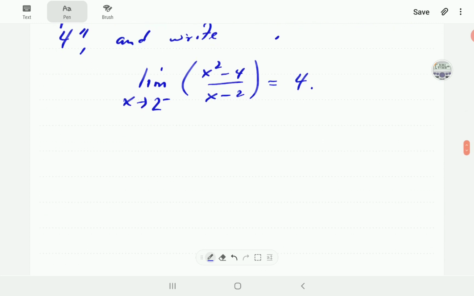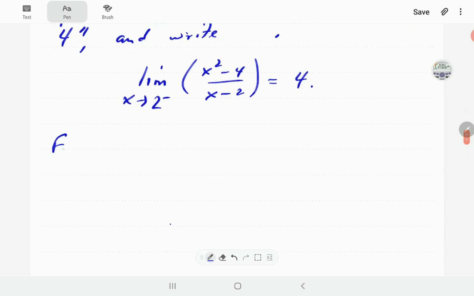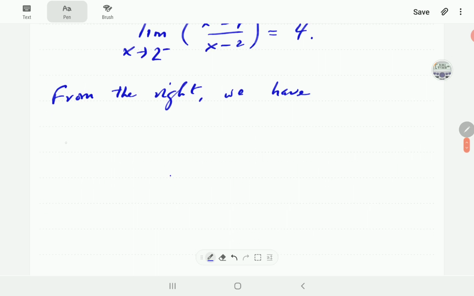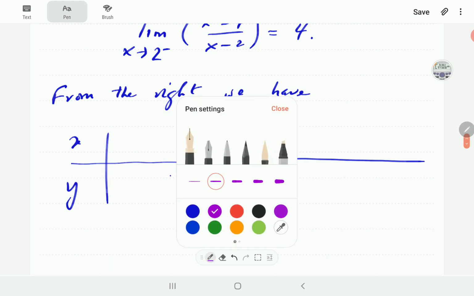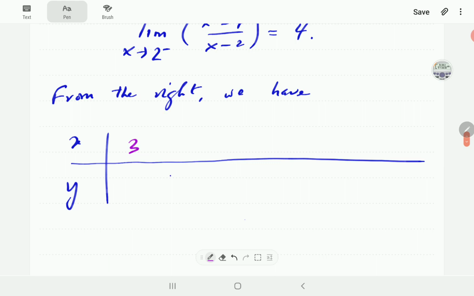Right, now let's see what happens as x approaches 2 from the right hand side. So we're going to tabulate some values again, x and y here. From the right we're going to start at 3, then we're going to go down to 2.5, 2.2, 2.1 and 2.01.